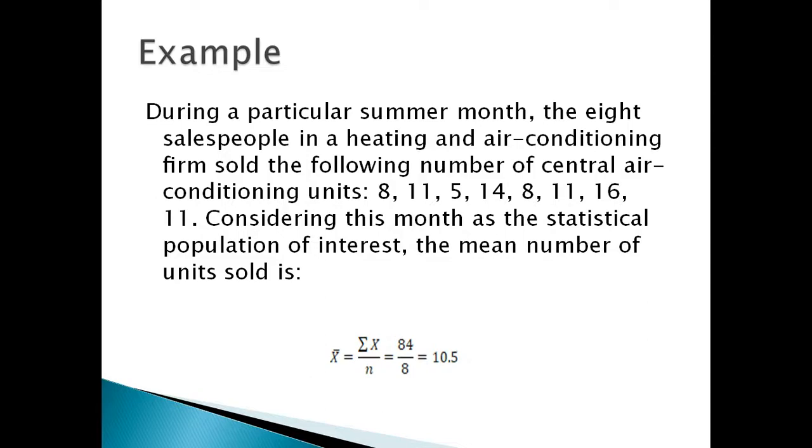To calculate the mean using the sample, you take the summation of the number of air conditioners sold and divide by the number of observations. The total is 8 plus 11 plus 5 plus 14 plus 8 plus 11 plus 16 plus 11, divided by the number of observations, which is 8. You get the mean from the sample, which is equal to 10.5. Do you understand, my dear friend? It is simple here.